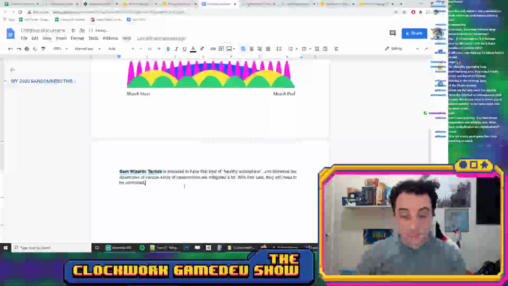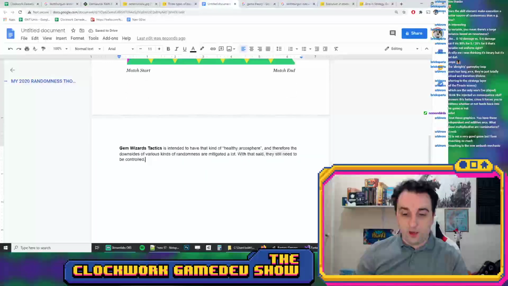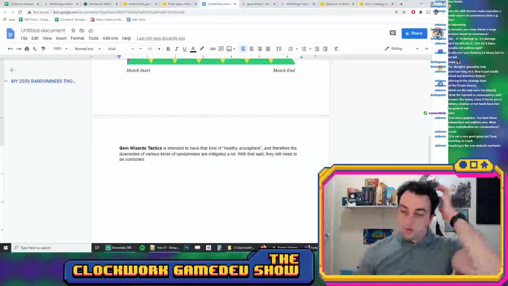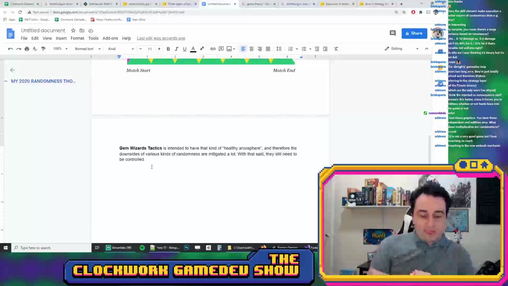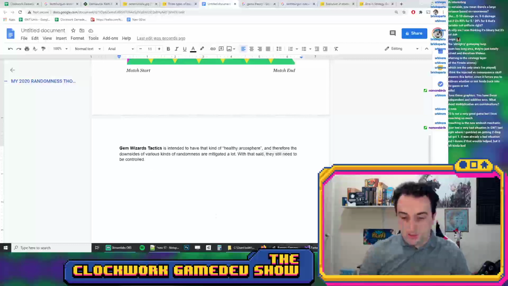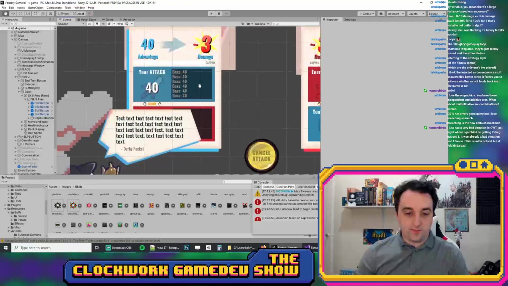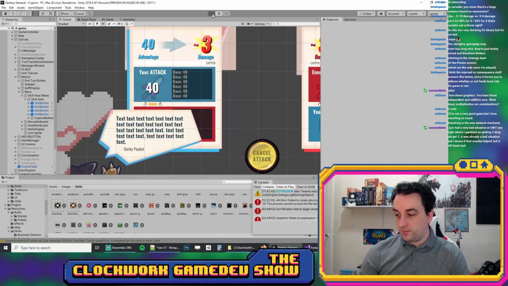Gem Wizard's Tactics is intended to have this kind of healthy arcosphere. Therefore, the downsides of various kinds of randomness are mitigated a lot. With that said, they still need to be controlled. And so yeah, Gem Wizards' output randomness is pretty controlled. You get a number by totally non-random means first: your effectiveness or your accuracy or your advantage, I think we're calling it now. I can show you here actually. Let me just run the game real quick.